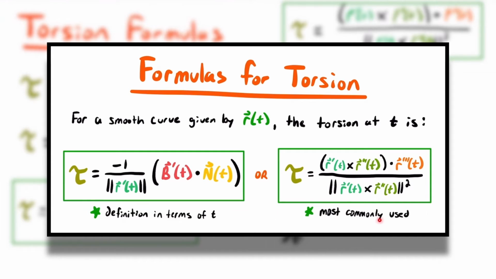But most commonly, you will use this formula, where tau is equal to the triple scalar product between the first, second, and third derivatives of the vector function, divided by the magnitude of this cross product squared. Okay, and so now that you have been fully introduced to the definition of torsion, as well as some formulas for calculating torsion, let's take a look at an example where we find the torsion of a space curve.